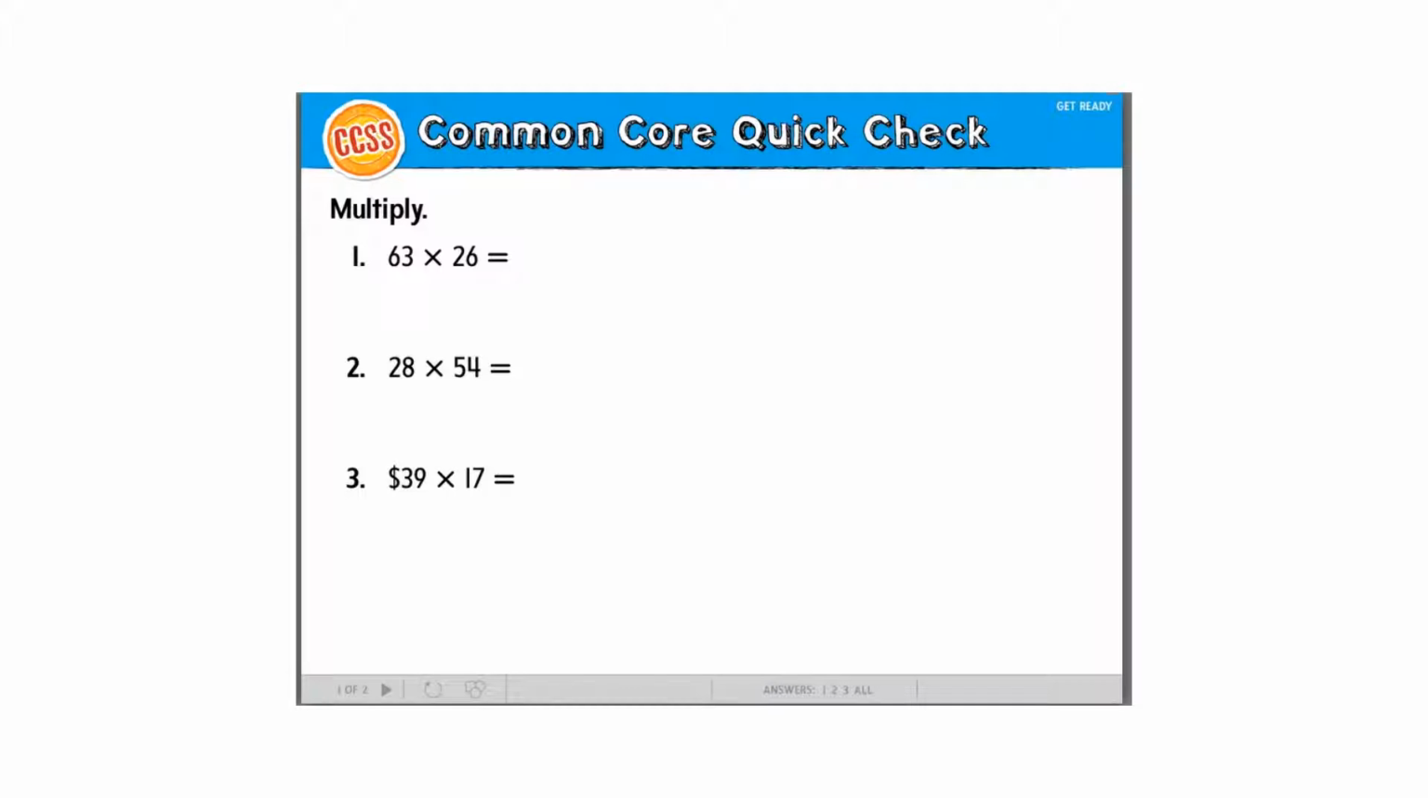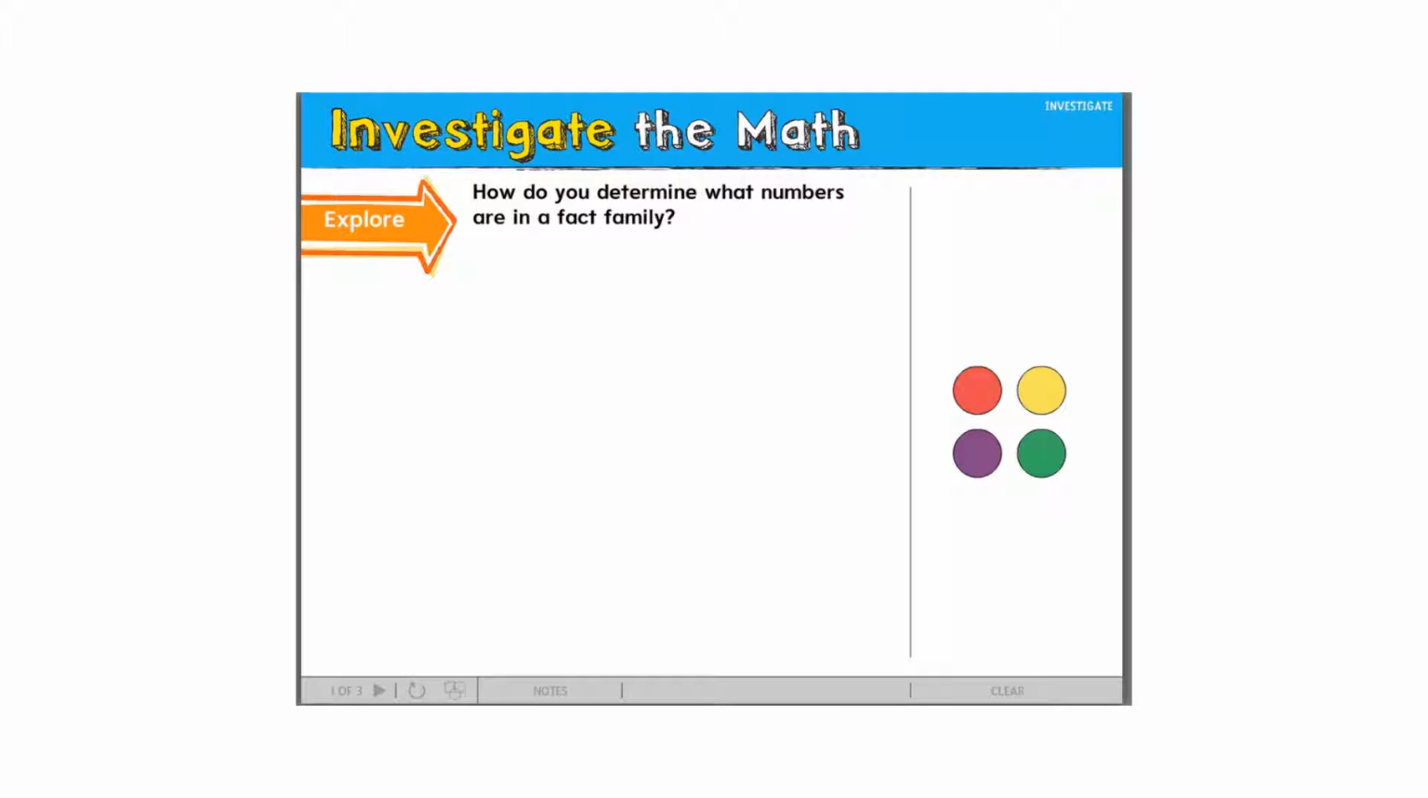We're going to skip by a couple things here and get to this one. So our question today is, how do you determine what numbers are in a fact family? Because you can't just throw out three numbers, 2, 12, and 152. Those are not necessarily a fact family. It's not just any random three numbers. So we have to talk about how we can tell which numbers are in a fact family together.